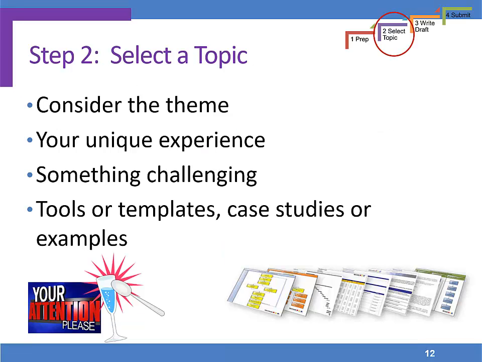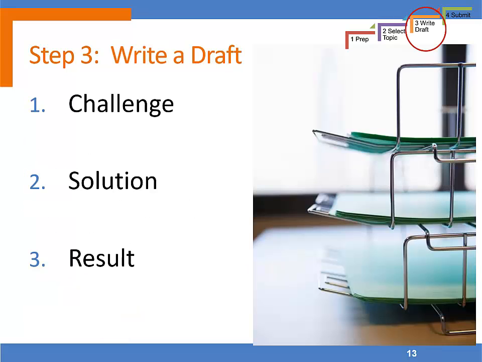When you're getting ready to submit your abstract, you want to select a topic. Consider what the theme is of the symposium for that year. A different theme is selected and posted every year on the UTD website. So think about what that particular year's theme is. And then think about your unique experience, especially as related to that theme. Think about things that maybe you found challenging in your role as a project manager or in your career as a business person. One thing that a lot of our attendees like are things that they can take back and use at the office the next day. Tools, templates, case studies, examples, those are all great for topics to select.